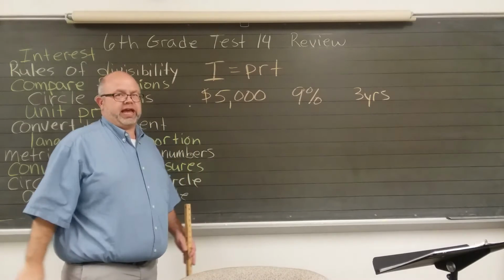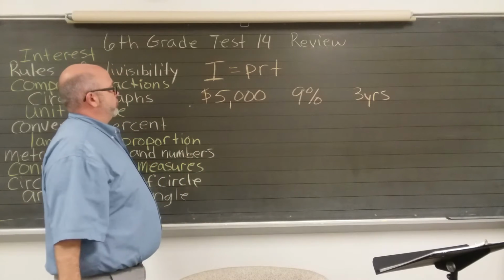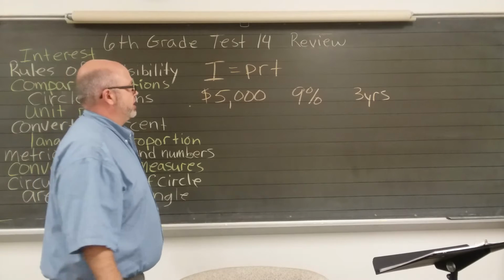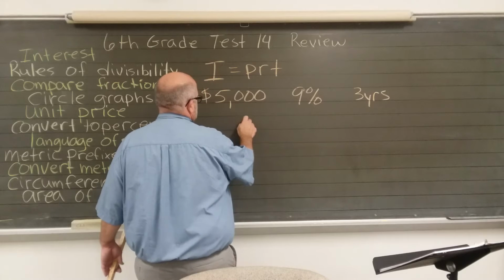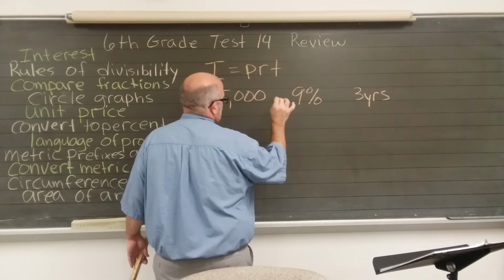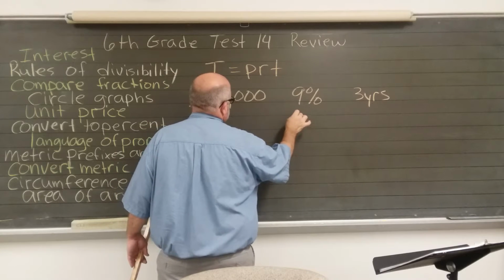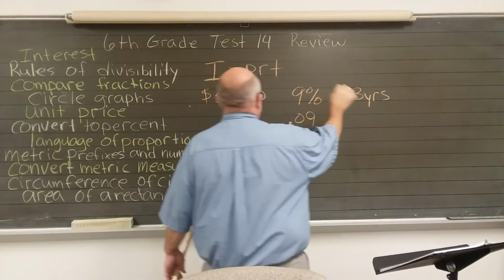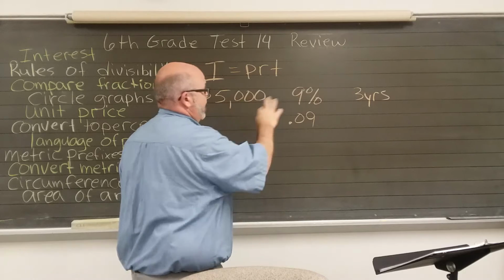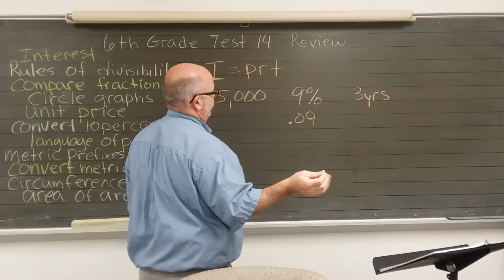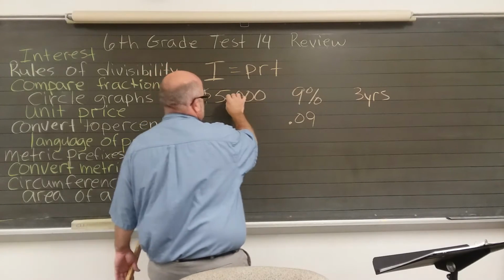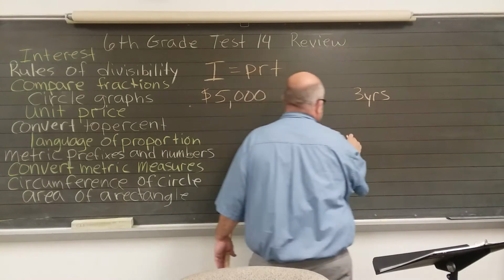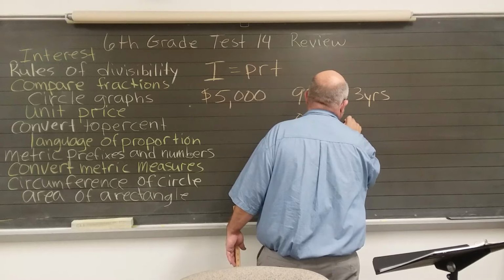All right, you can work that out if you want to. Just remember, 5,000 times what? What does 9% look like? 9% is 0.09, right? And 3 years. So what's 5,000 times 3 years? 3 years times 5,000 would be 15,000, right? 5,000 times 3 is 15,000.